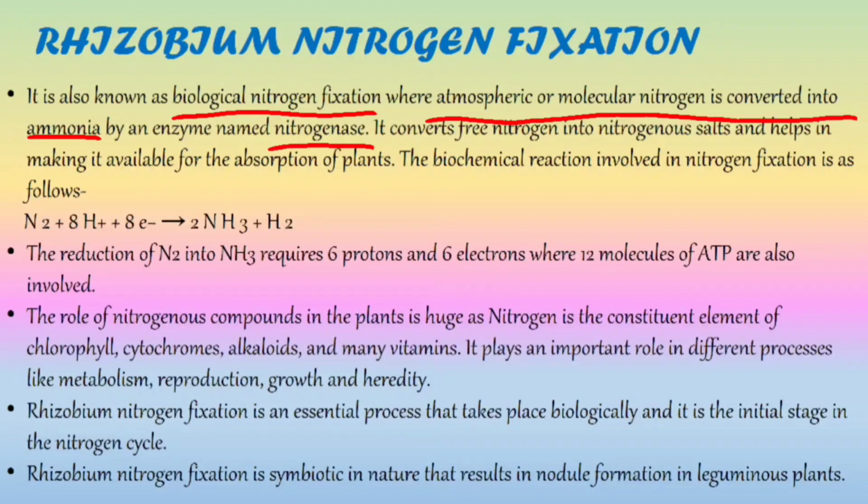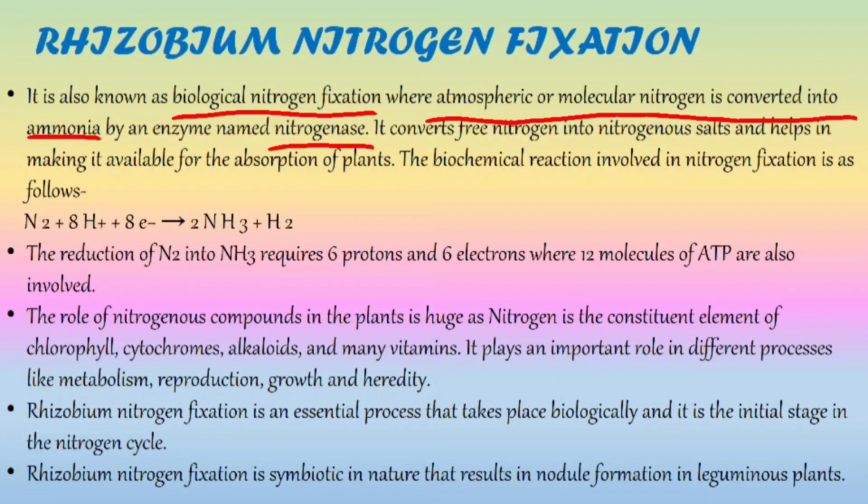Next is the role of nitrogenous compounds in plants. Huge, as nitrogen is a constituent element of chlorophyll, cytochrome, alkaloids and many vitamins. So why are we speaking only about nitrogen fixation and how rhizobia help in this? First of all, why do we need nitrogen in plants? It is because it is a main element present in chlorophyll, cytochromes, alkaloids and many vitamins, and it plays an important role in different processes like metabolism, reproduction, growth and heredity. Of course, these are all very important for a plant, so nitrogen is required for these processes.